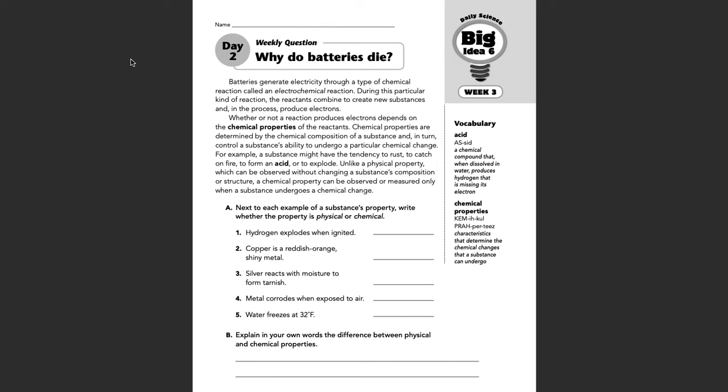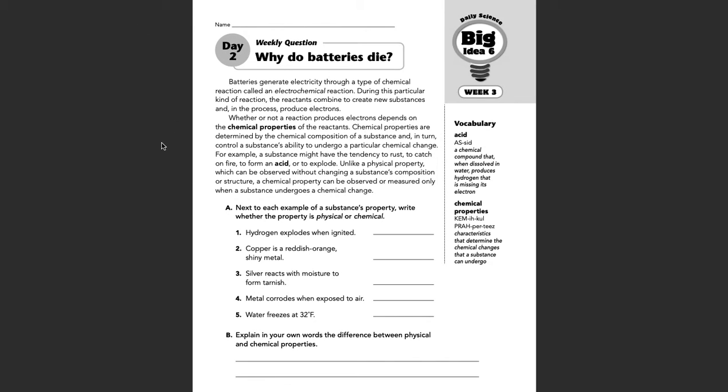Chemical properties are determined by the chemical composition of a substance and in turn control a substance's ability to undergo a particular chemical change. For example, a substance might have the tendency to rust, to catch on fire, to form an acid, or to explode. Unlike a physical property, which can be observed without changing a substance's composition or structure, a chemical property can be observed or measured only when a substance undergoes a chemical change.